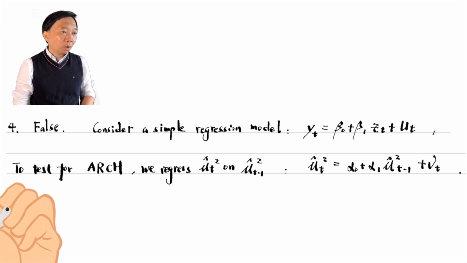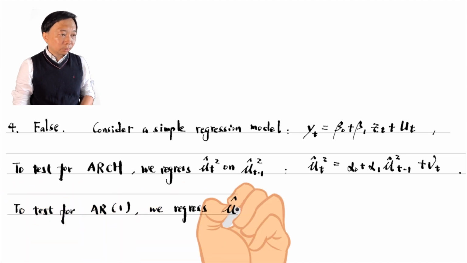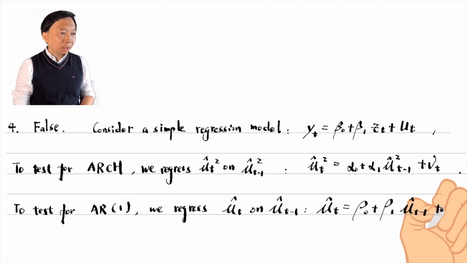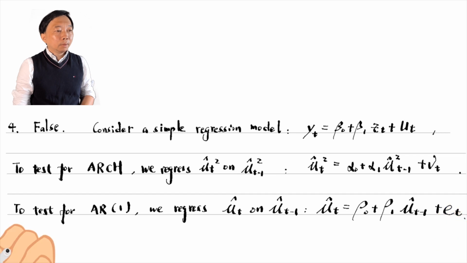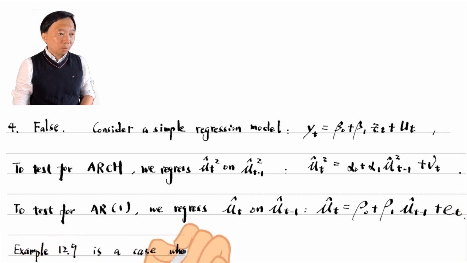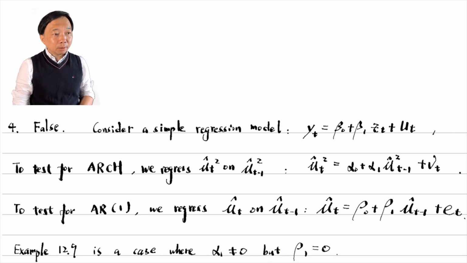But to test for autoregressive process or serial correlation, AR, we regress residual in time t on time t minus 1 and check rho 1. Example 12.9 in the textbook is a case where the error term contains ARCH but not AR.